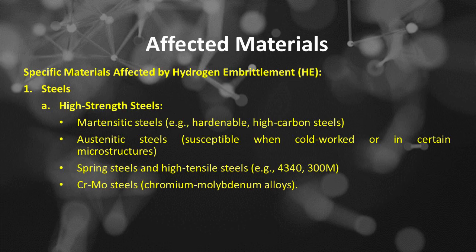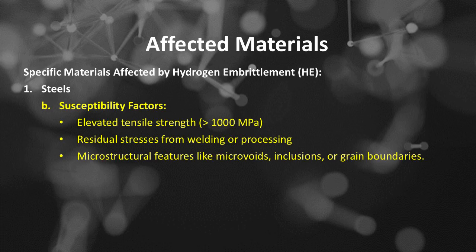Specific materials affected by hydrogen embrittlement, HE. Number 1 is high-strength steels, including martensitic steels such as hardenable, high-carbon steels, austenitic steels, susceptible when cold-worked or in certain microstructures, spring steels and high-tensile steels such as 4340, 300M, CrMo steels, chromium-molybdenum alloys. Steel susceptibility factors include elevated tensile strength greater than 1000 MPa, residual stresses from welding or processing, and microstructural features like microvoids, inclusions, or grain boundaries.